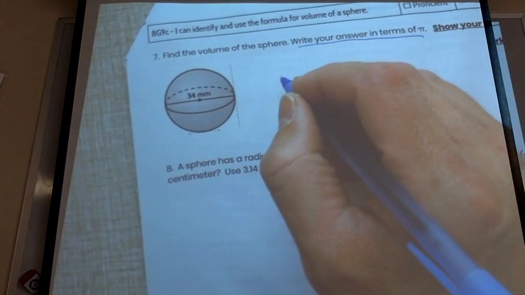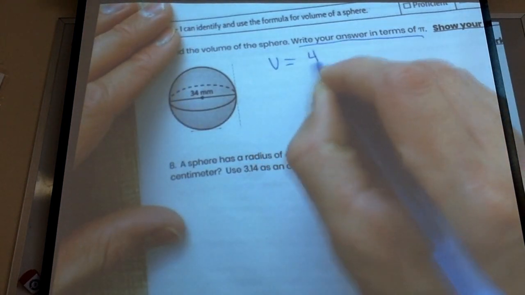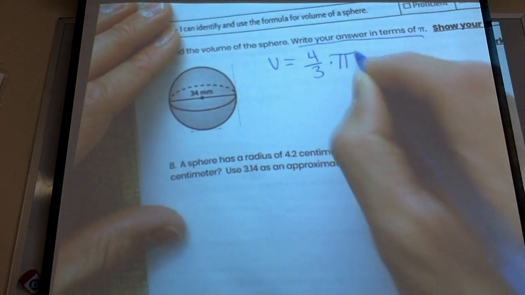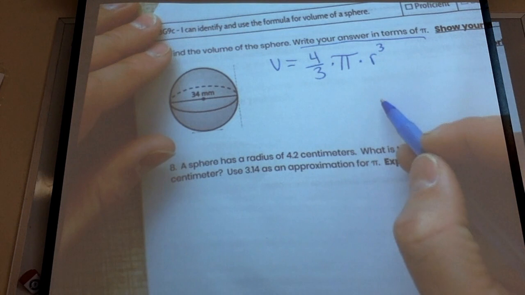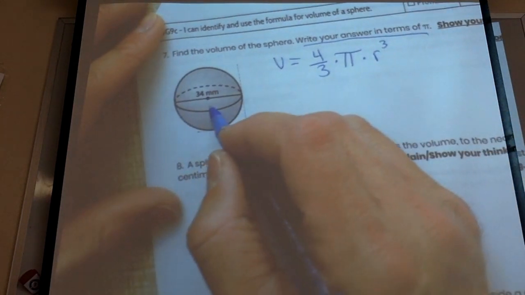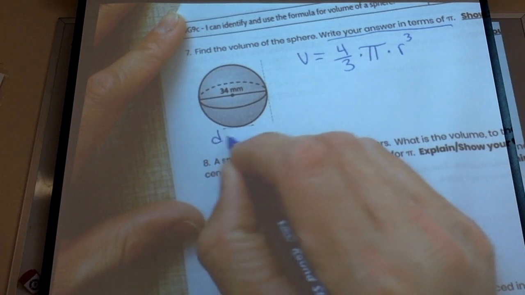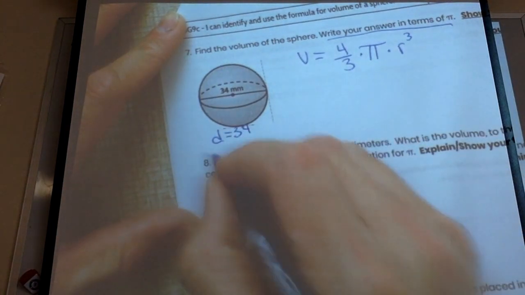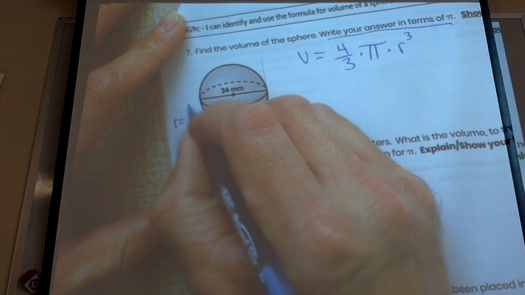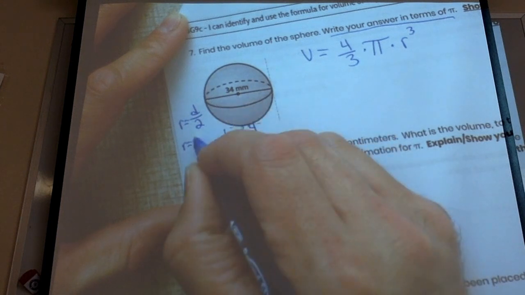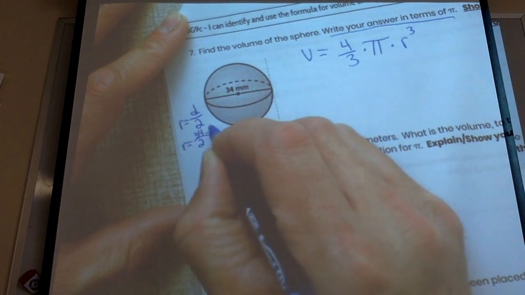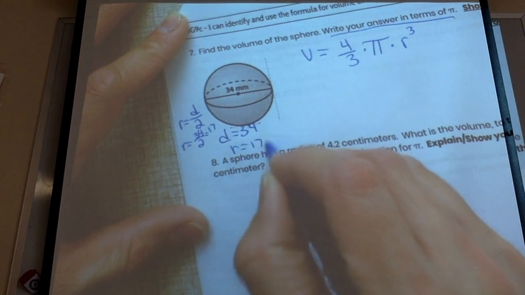So the formula for a sphere is volume equals 4 over 3 times pi times radius cubed. Cubed means a number times itself 3 times. So in this case, what's given to us is our diameter is 34. We know to find the radius, it's taking our diameter and dividing it by 2. So radius would equal 34 divided by 2, which equals 17. So r will equal 17. So we're going to use that 17 in our problem.